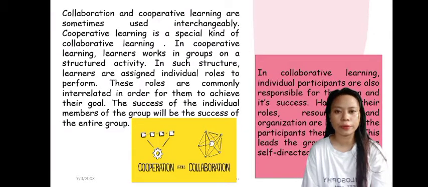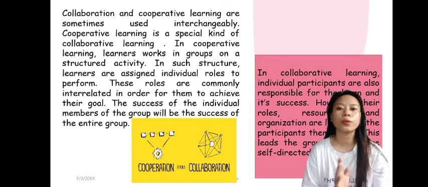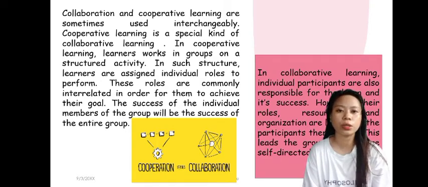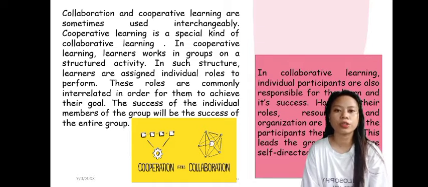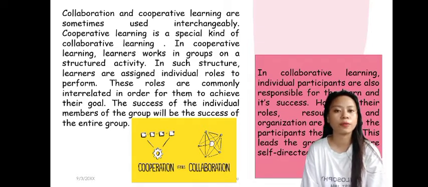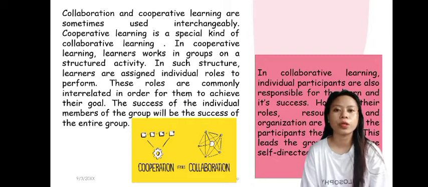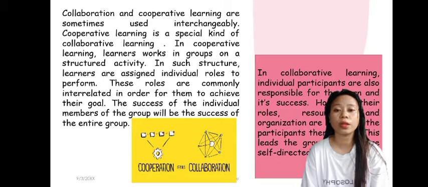Collaboration and cooperative learning are sometimes used interchangeably. Cooperative learning is a special kind of collaborative learning. In cooperative learning, learners work in groups on a structured activity. In such a structure, learners are assigned individual roles to perform. These roles are commonly interrelated in order for them to achieve their goals. The success of the individual members of the group will be the success of the entire group.